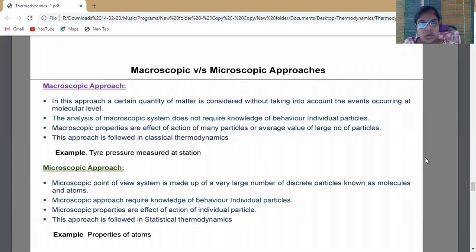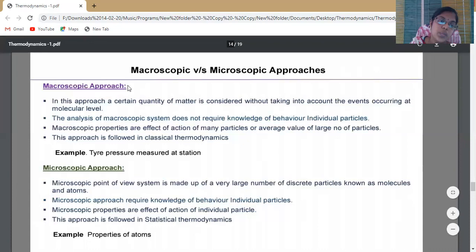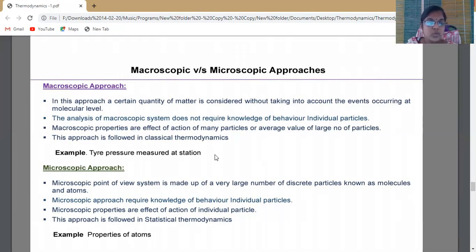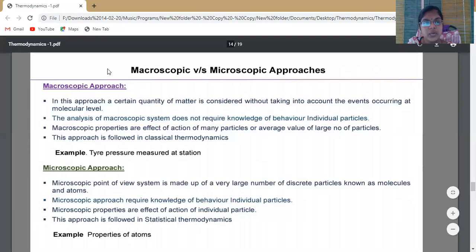The macroscopic approach is followed in classical thermodynamics. Okay, so my next one is the microscopic approach. The given example, tire pressure measured at a station, uses the macroscopic approach.